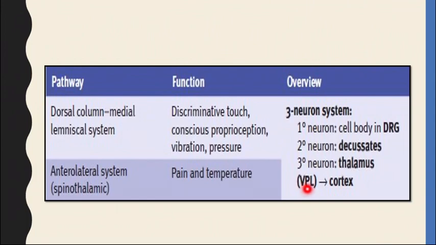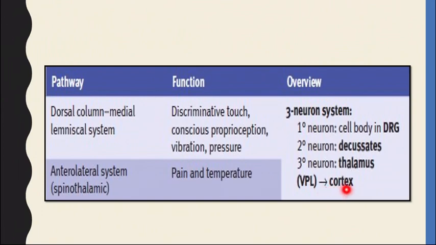From there will be the origin of the third order neuron of this ascending tract, and that third order neuron will terminate in the cerebral cortex. Where exactly in the cerebral cortex? In the postcentral gyrus, because the postcentral gyrus, or Brodmann areas 3, 1, 2, is called the somatosensory cortex, and there is topographic representation of the body parts in that area.